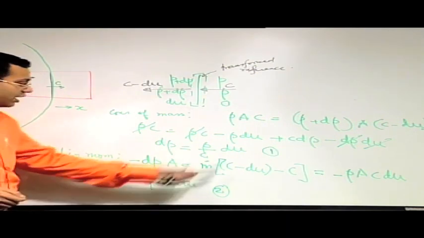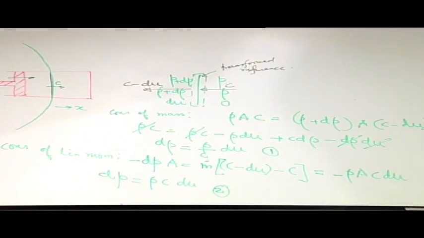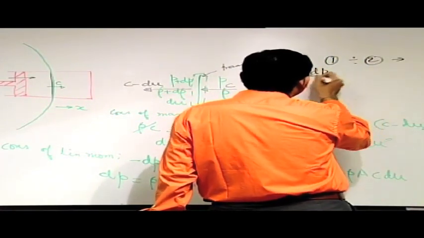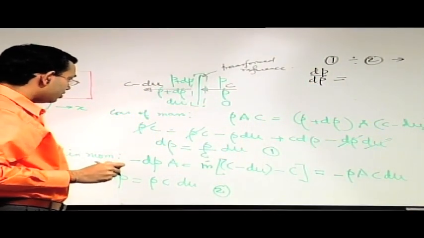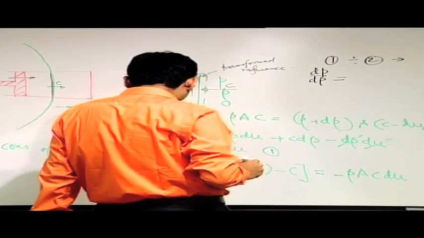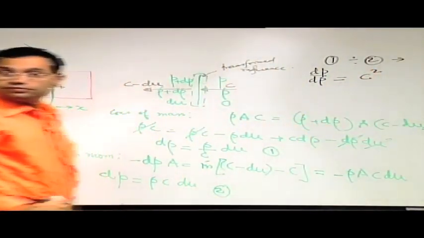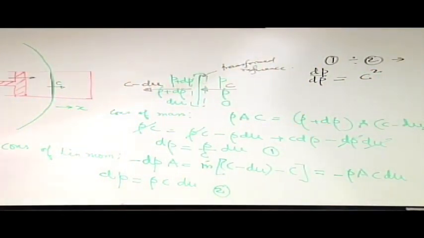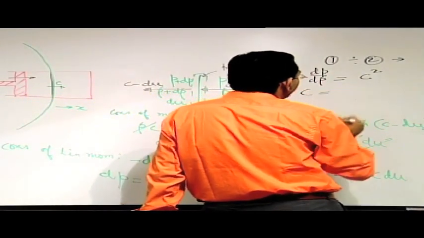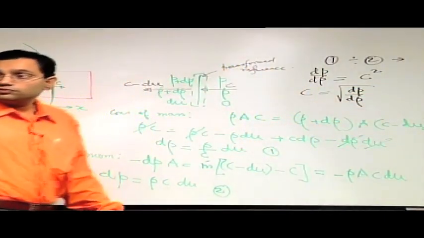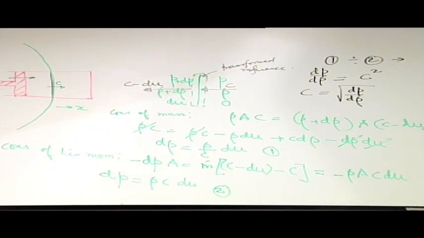Now, if you divide 2 by 1, that is, 1 divided by 2, what does it give? dP by d rho is equal to C square. So, from here we may get an expression for the sonic speed, which is square root of dP by d rho.